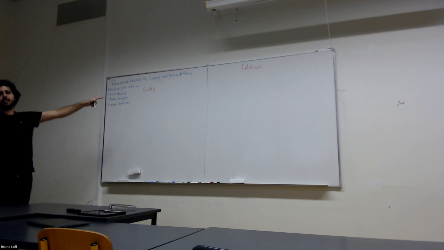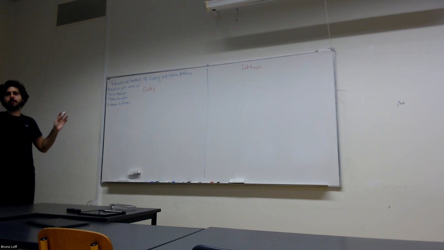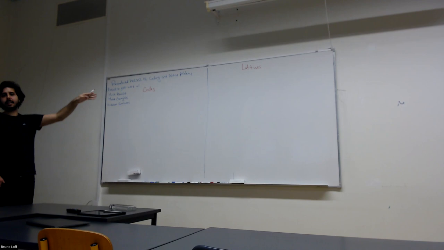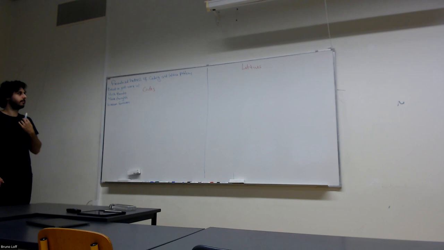So I'm going to start by talking about codes here, and I'm going to have the lattices here. I'm going to try to introduce them in parallel because they are very similar. Of course, codes live in finite fields, lattices live in real vector spaces. But progress in understanding problems for codes has been going at a similar pace as for lattices, because they share a lot of similarities. So, what is a code?